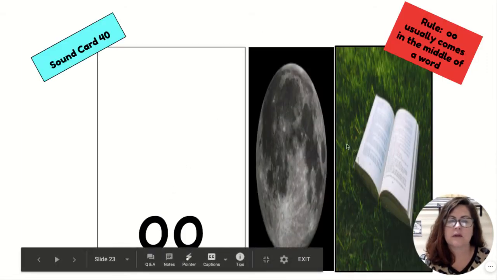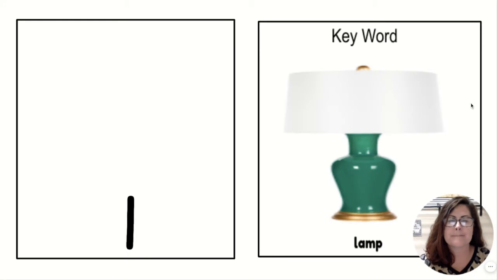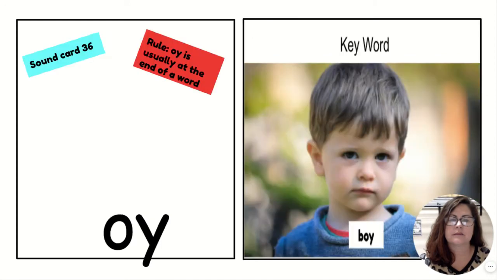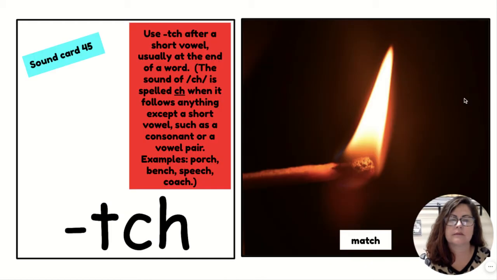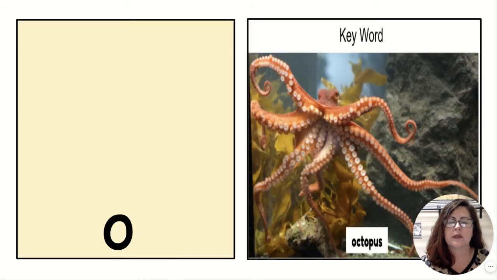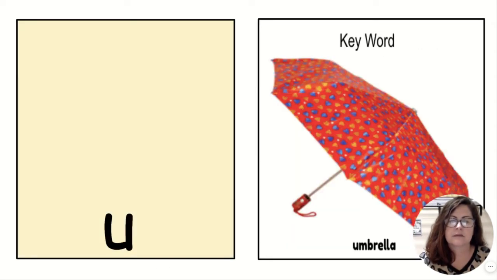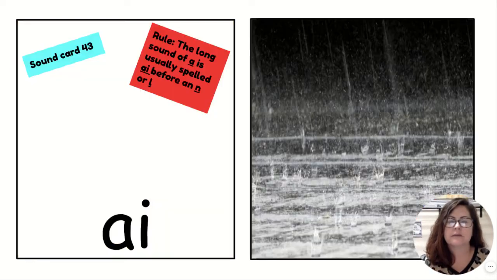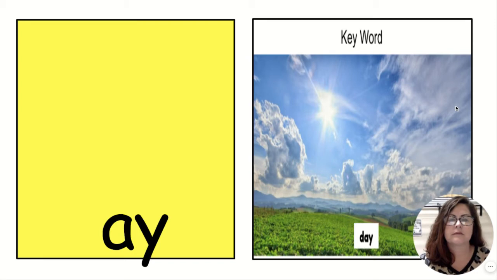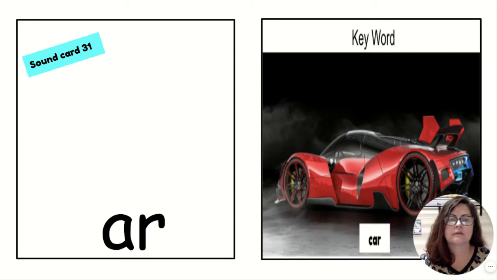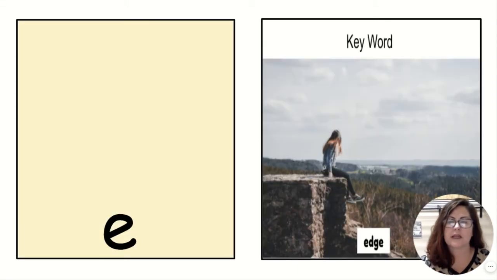2 sounds. OO represents these 2 sounds. Please make sure you produce both of the sounds for OO. The short and the long sound.